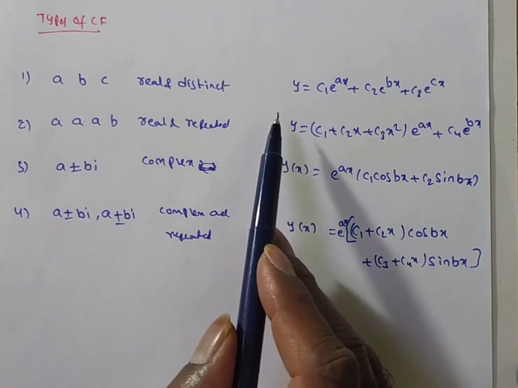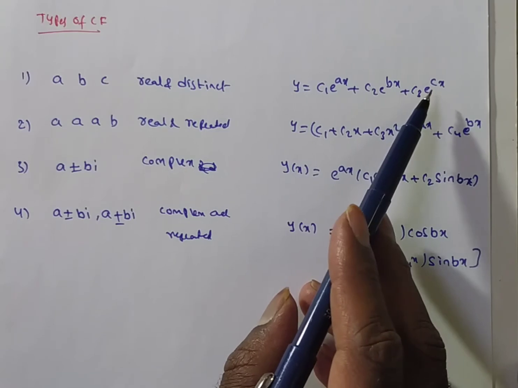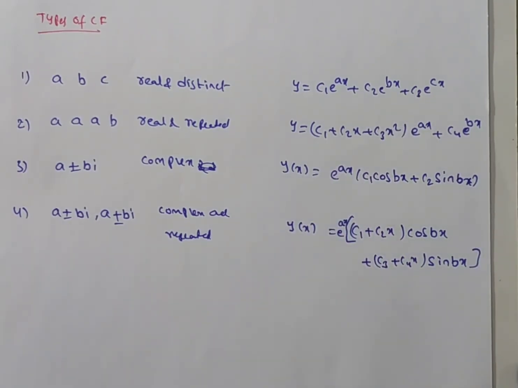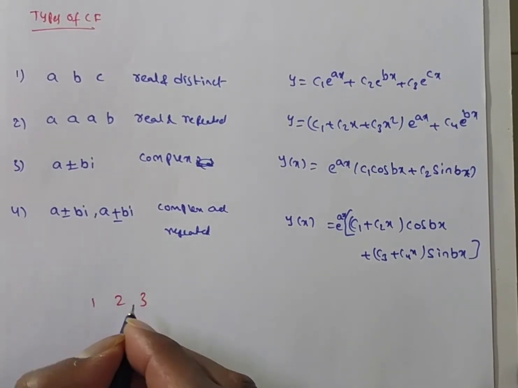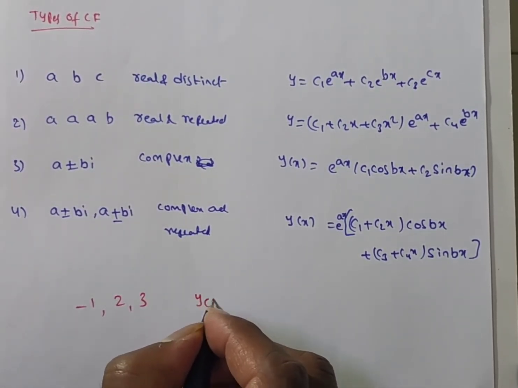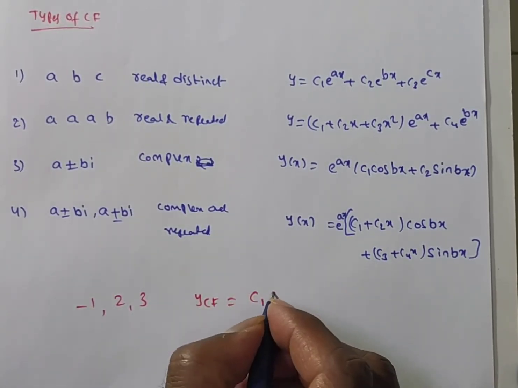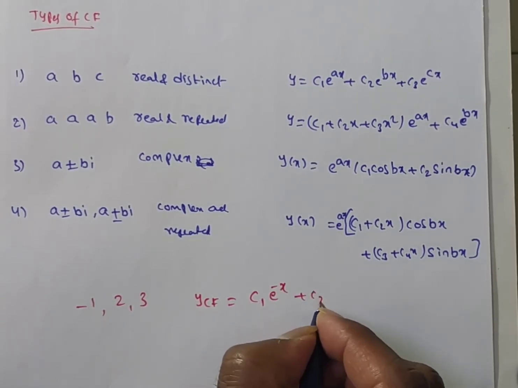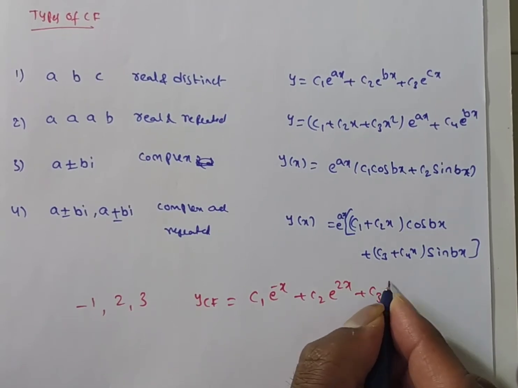Then the complementary function is c1 e power ax plus c2 e power bx plus c3 e power cx. For example, you see, minus 1, 2, 3 are the roots. These are real and distinct. So what can you write as the complementary function? c1 e power a. What is a here? Minus 1. So c1 e power minus x plus c2 e power bx. What is b? 2x. Plus c3 e power 3x.